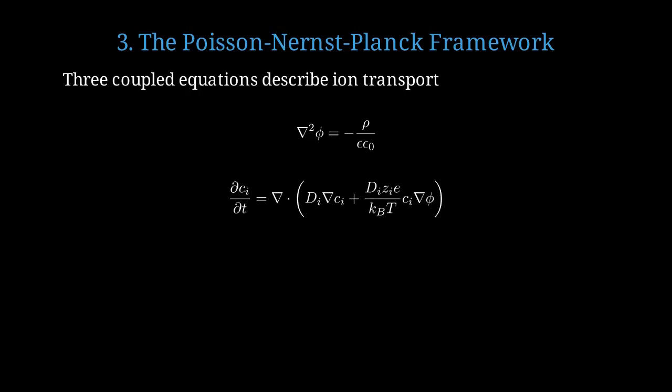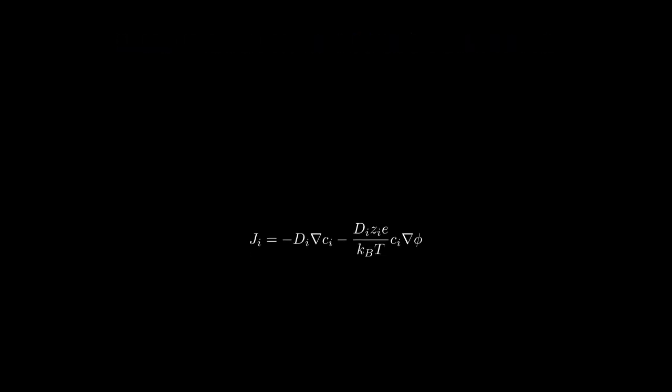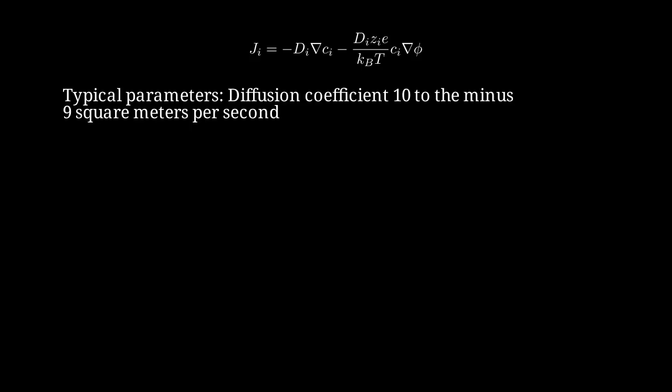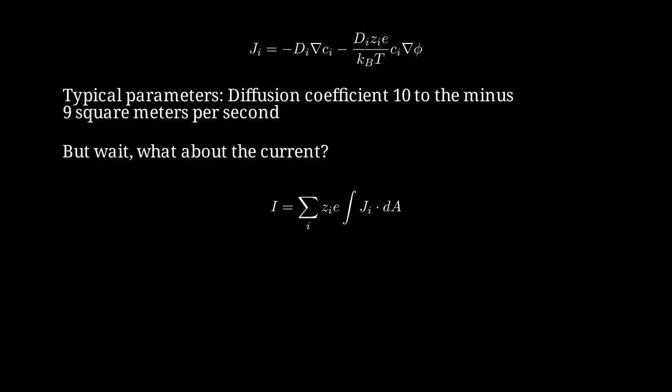Second, the Nernst-Planck equation describes how ion concentration Ci evolves due to diffusion and electromigration in the electric field. The ionic flux Ji has two contributions: diffusion driven by concentration gradients and drift driven by the electric field. For small ions like sodium or chloride in water, the diffusion coefficient is typically around 10 to the minus 9 square meters per second. You might ask, how do we calculate the actual current through the pore? The total current I is the sum over all ion species of their charge times the integrated flux through the pore cross-section.